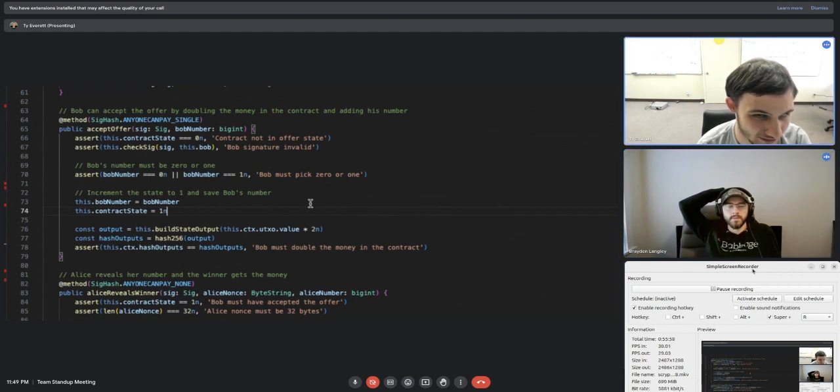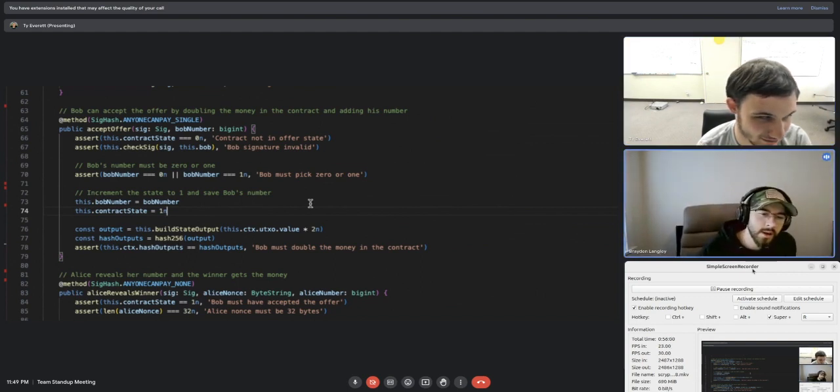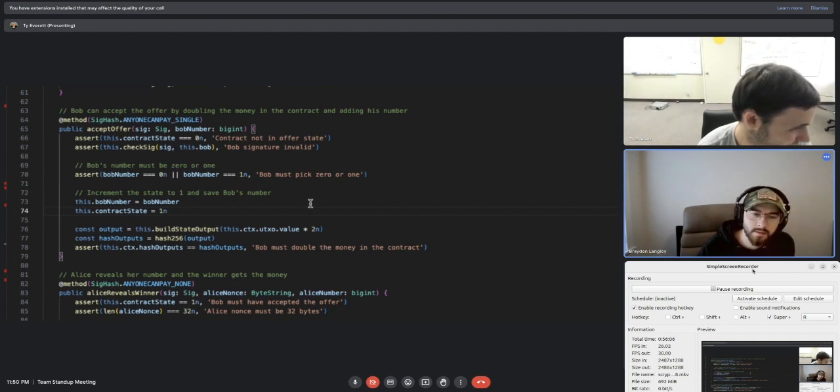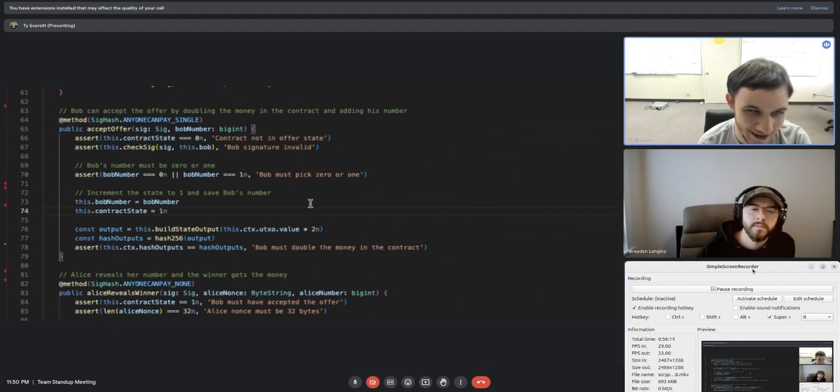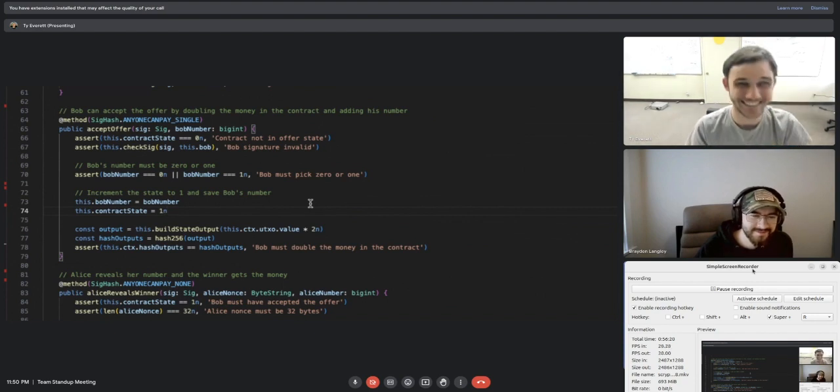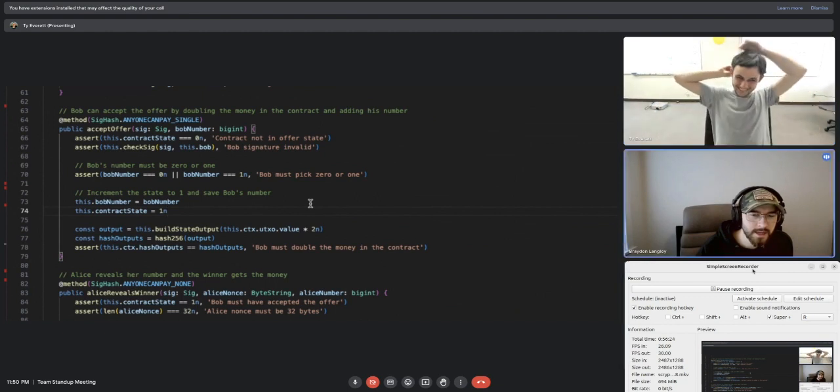So we're saying offer. I'm just trying to understand why. The point is to check that what Bob provides is an output that doubles it, in his transaction. Yes, he has to. Isn't that what you're demanding of Bob? Yes. It says it in the next line. Right, Bob must double. I know, I get that. That's just the error message.